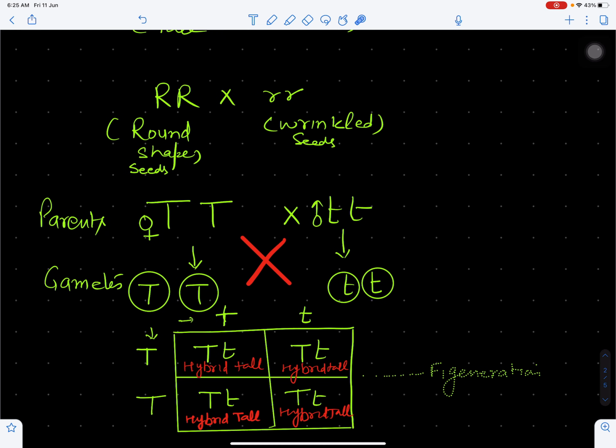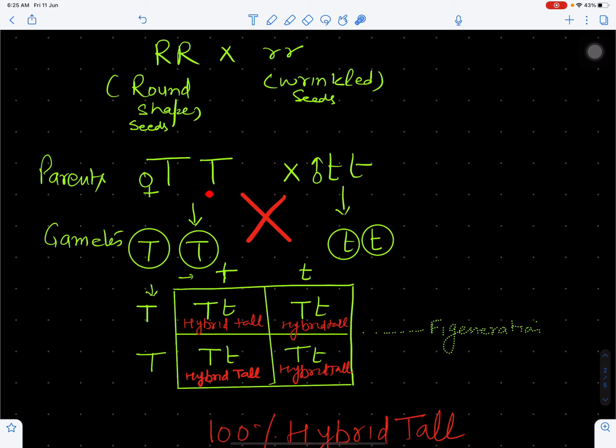In this cross, we take a tall plant and a dwarf plant. One may be female and the other male, and vice versa. One will produce gametes with capital T genes, and the other will produce gametes with small t genes. This one is homozygous dominant, this one is homozygous recessive. So they produce gametes that are pure for a particular character, either capital T or small t.